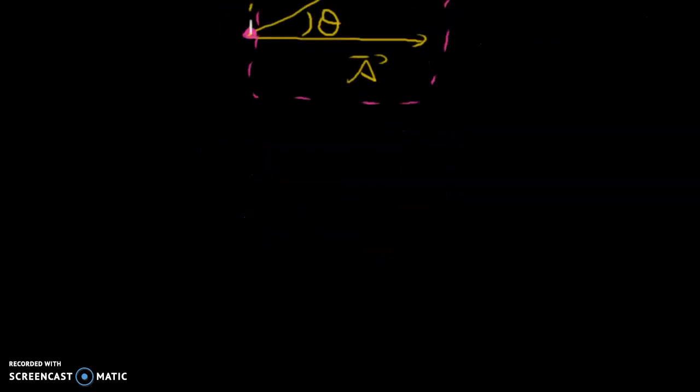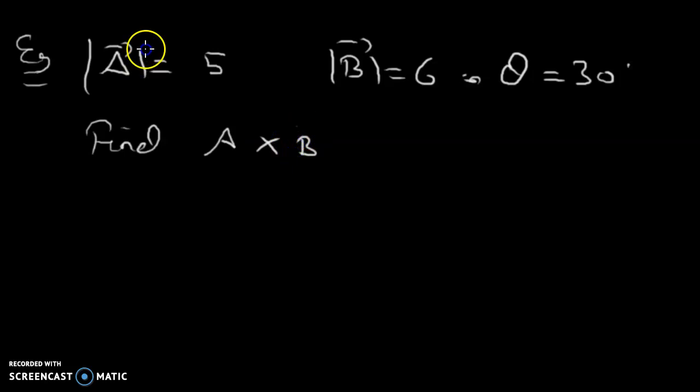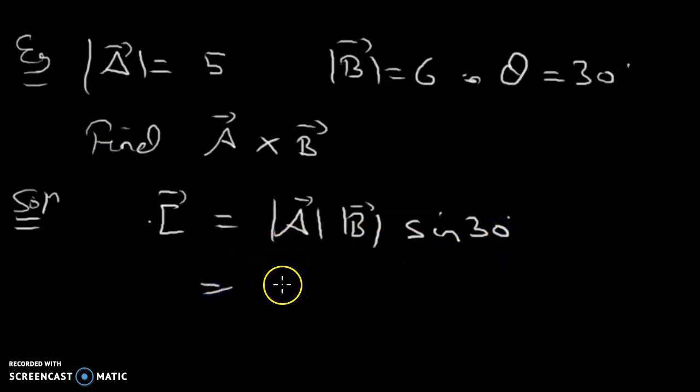So if I say the magnitude of vector A is 5, and the magnitude of vector B is 6, and theta between them is 30 degrees, then find A cross B. So what do you need to do? Nothing but the magnitude of the resultant vector, which is A, B, and sine 30, which is half. So take a half of 30, 15, again 15 comes, and 15 Newton.